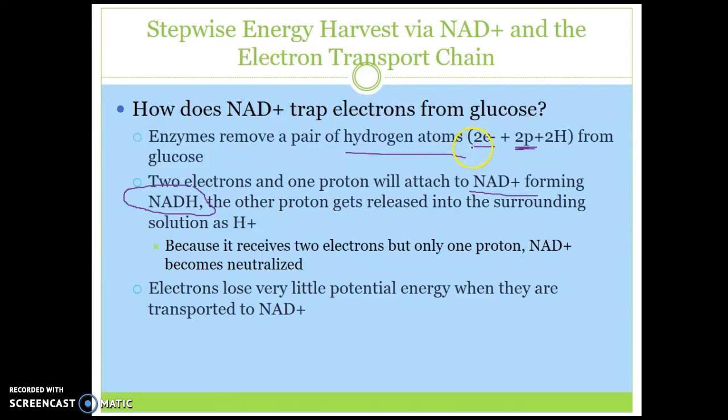So we're changing this NAD plus, this molecule. We're adding 2 electrons and 1 proton to it, so that's what allows it to now become a neutral molecule. And then this other proton is just going to be floating around in the cytoplasm or inside of the mitochondria as an H plus ion.